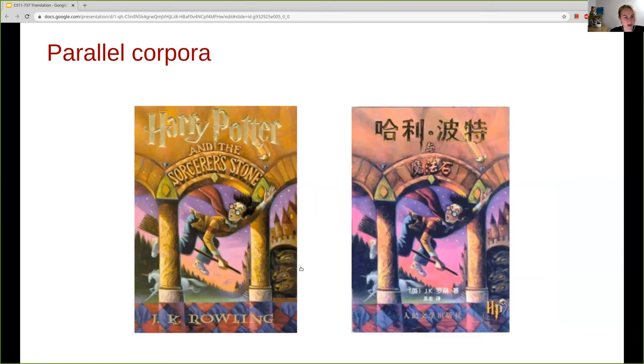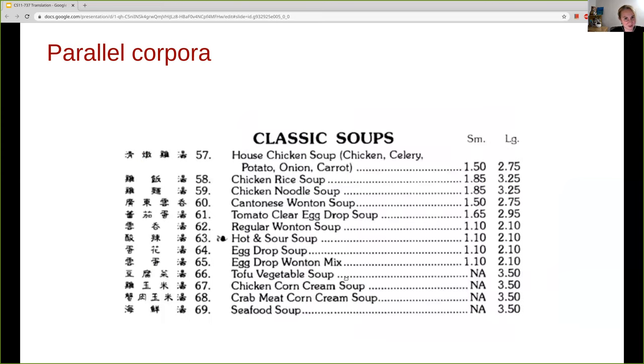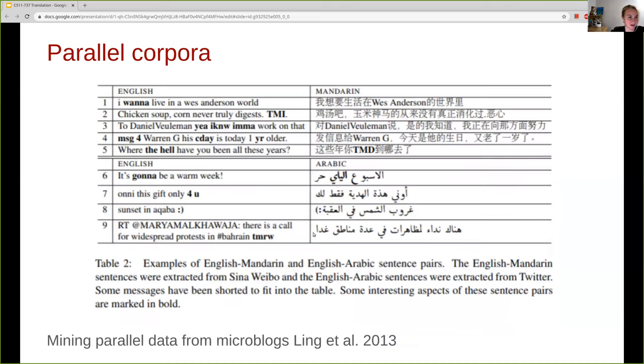So additional ways to mine for parallel corpora could be looking for books, especially older books that don't have proprietary restrictions. And there are other examples such as parallel corpora extracted from menus, and even parallel corpora extracted from noisy social media data. So here is an example of an interesting paper on mining data from Weibo, the social media engine.